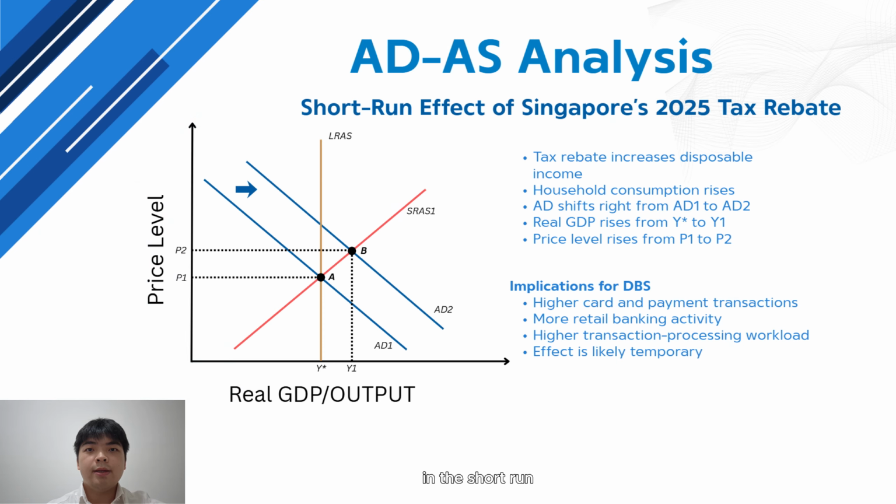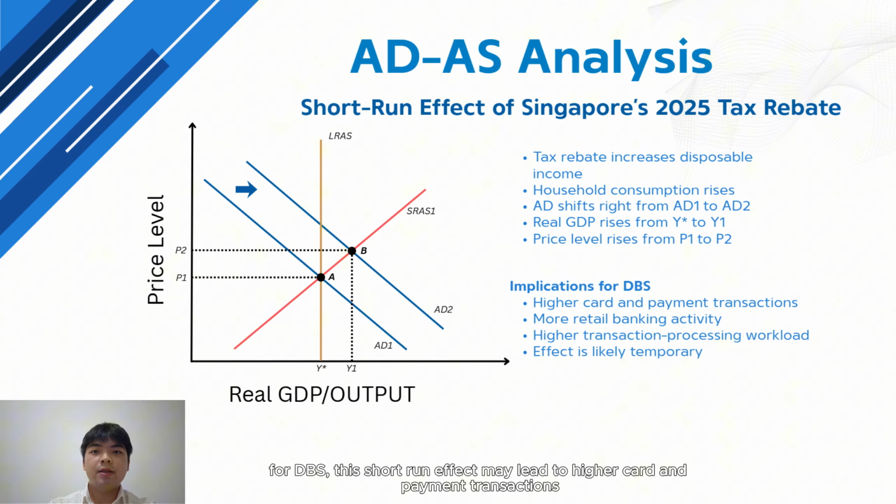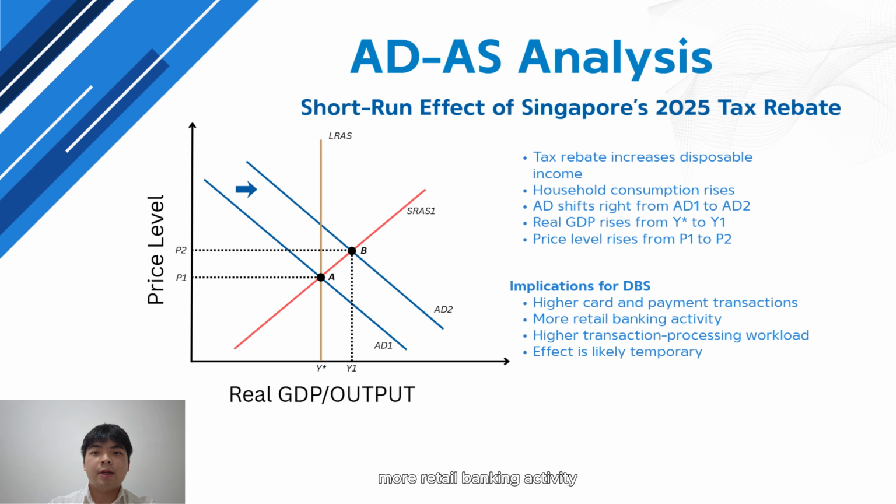In the short run, the tax rebate increases disposable income, which leads to higher household consumption. As shown in the diagram, aggregate demand shifts right from AD1 to AD2. This moves the economy from point A to point B. Real GDP rises from Y star to Y1, and the price level rises from P1 to P2. For DBS, this short-run effect may lead to higher card and payment transactions, more retail banking activity, and higher transaction processing workload. However, this effect is likely to be temporary.